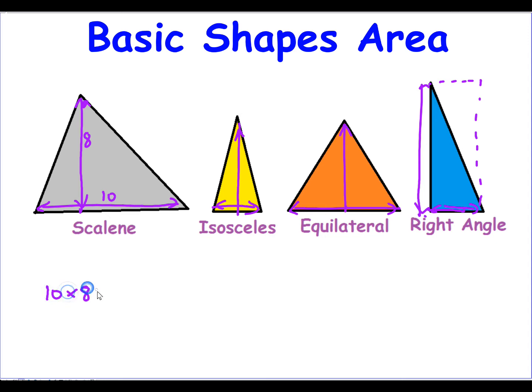So if the base was 10 and the vertical height was 8, then it would be 10 times 8, which is 80. So you've combined your 2 dimensions. But because it's a triangle, we need to divide by 2 to give us 40 centimetres squared as our area for our scalene triangle.